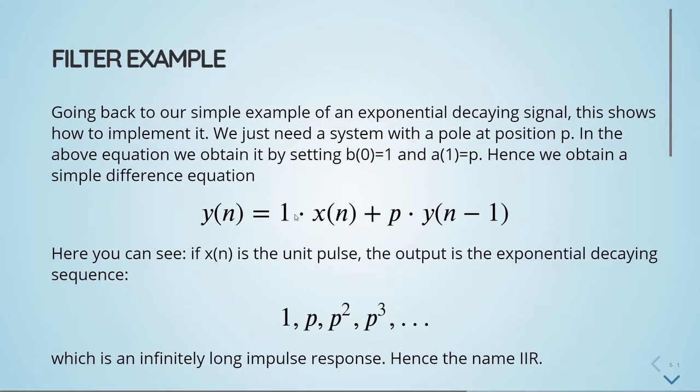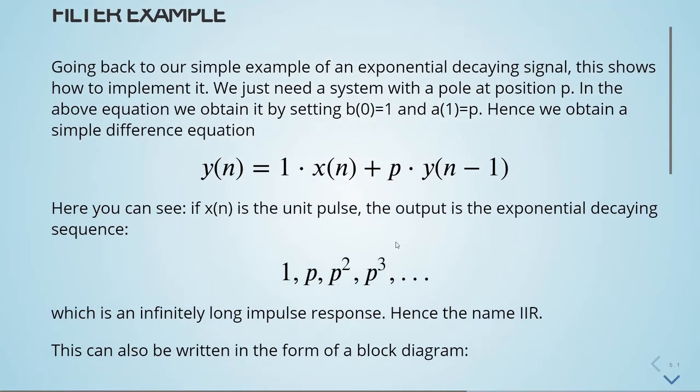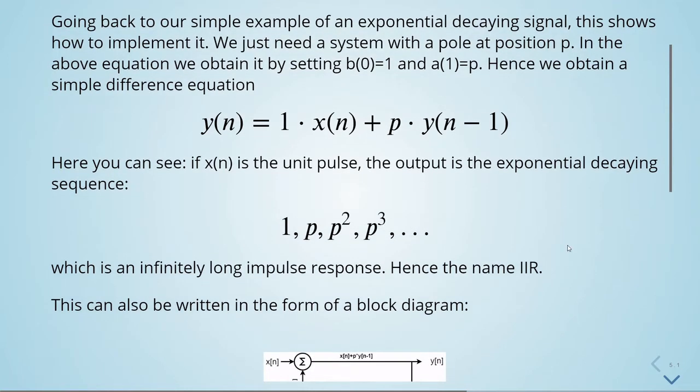So this is 1, so this is P0 times X of n, plus P, this is A1 equal to P, times the delayed version of the input by one sample. Here you can see that X of n is the unit pulse. If X of n is the unit pulse, the output is the exponentially decaying sequence, like we've seen before, which is an infinitely long impulse response, hence the name infinite impulse response.